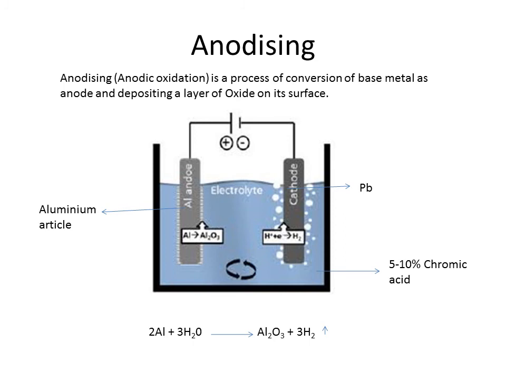When you apply the potential, when you supply the electric current, the aluminium article gets anodized, that is, whatever aluminium is there, it gets converted into aluminium oxide. You might see the reaction there. Aluminium reacts with water and gets converted into aluminium oxide, and hydrogen gas is liberated from the cathodic surface. And this aluminium oxide gets deposited over the surface of that aluminium article.